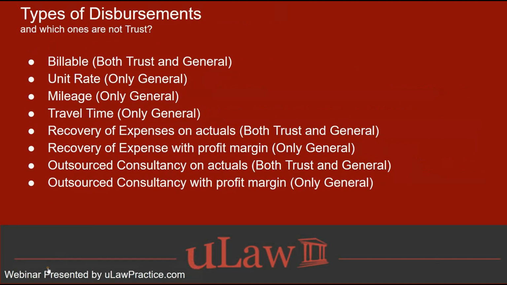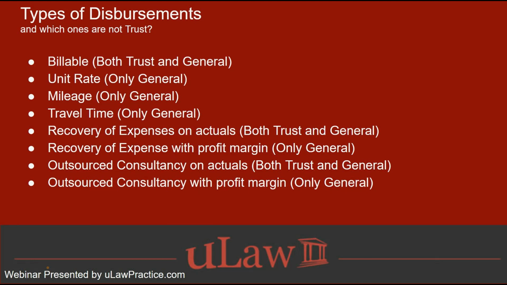Okay. Now the next question is, what types of disbursements are ideal to be transacted using the trust account and general account? Because not all types of transactions are ideal for trust. If you do have a billable type of disbursement, which is typically the actuals that you're billing, so you pay the application fee of $100 to the Ministry of the Attorney General, that's exactly the $100 that you're recovering from your client. Great candidate for trust.